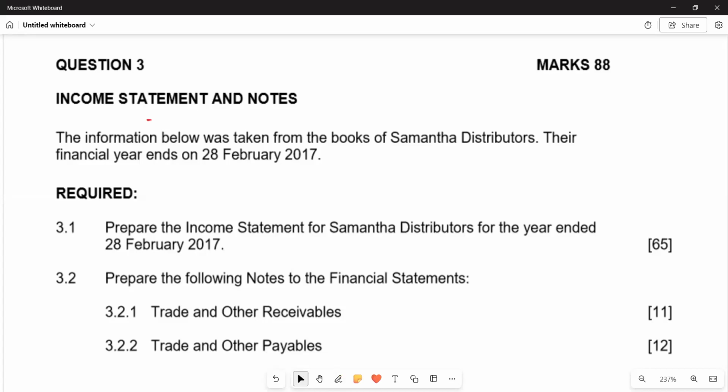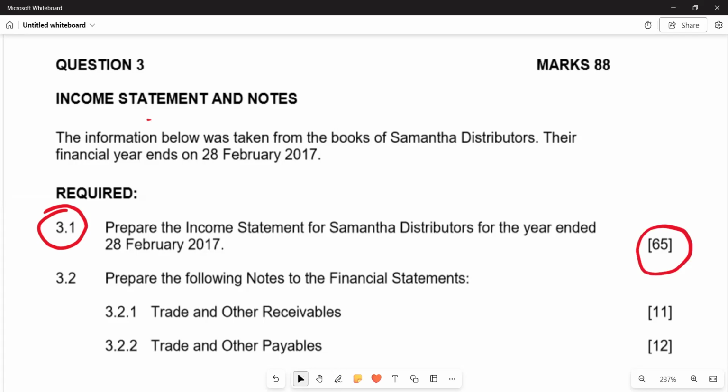The question reads: the information below was taken from the books of Samantha Distributors. Their financial year ends on 20th February 2017. On the required part, the first part is the one that we are going to concentrate on, which is to prepare the income statement for Samantha Distributors for the year ended 20th February 2017. And it has 65 marks, very important.